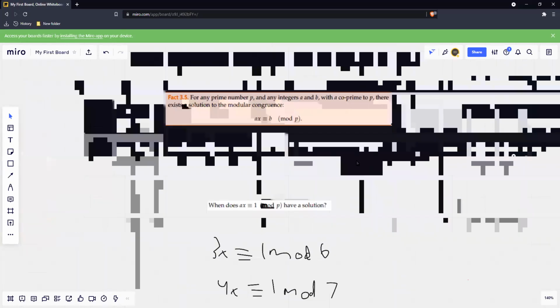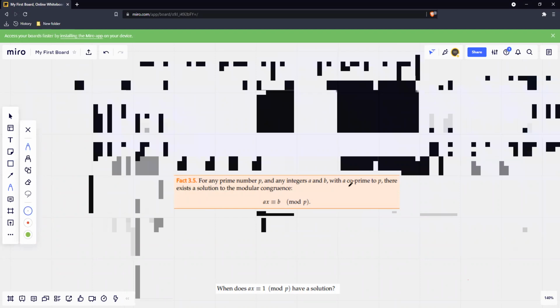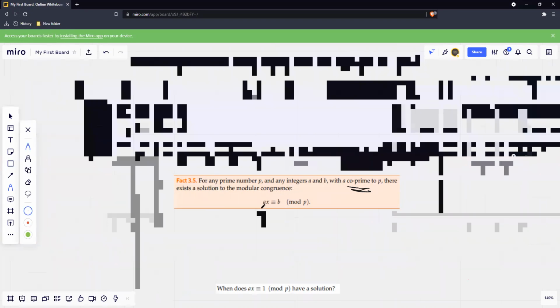And here's another fact. For any prime number p, and any integers a and b, where a is coprime, relatively prime, to p, we all know what that means from the first week, there exists a solution to the modular congruence ax is congruent to b mod p. So basically, p needs to be prime, a needs to be coprime to p, and b can be anything. So let's do an example.